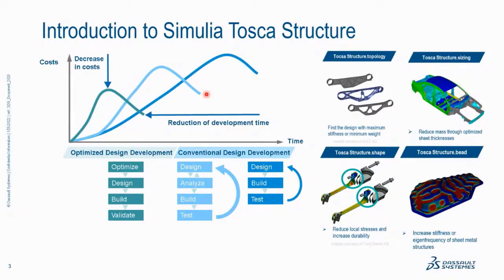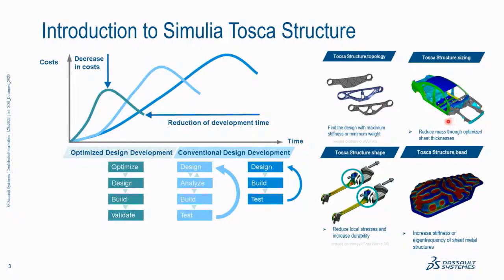So we have four main offerings in the area of structural optimization. The first one is topology optimization. The idea here is to provide an optimal material distribution. So we use the element densities as design variables. And the idea here is to use this in the initial parts of the development where larger changes to a component are possible.